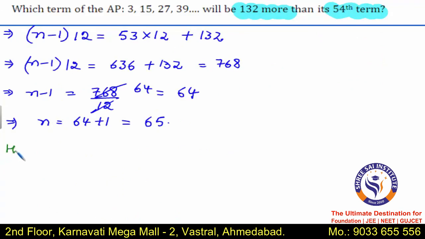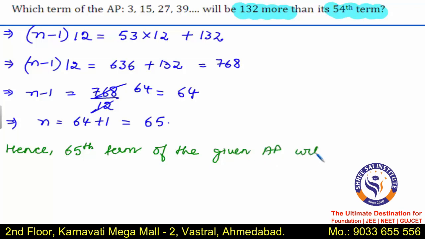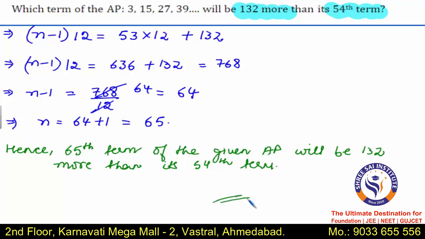Hence, the 65th term of the given AP will be 132 more than the 54th term. So this completes the solution.